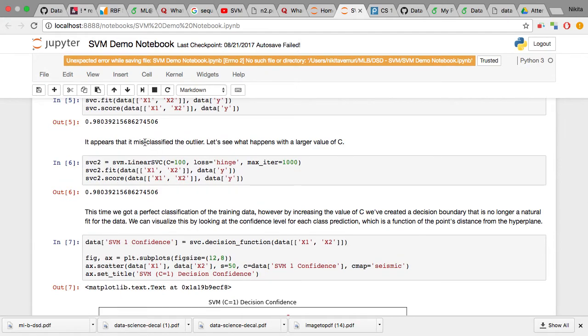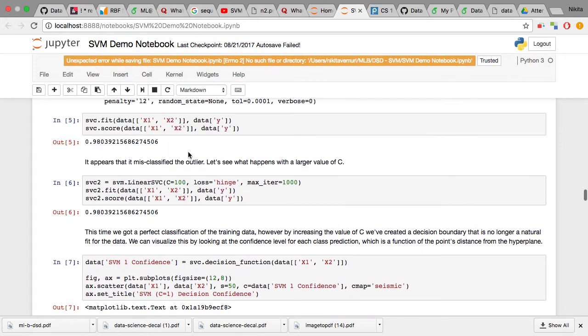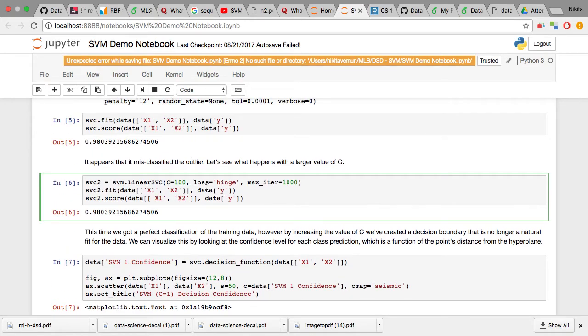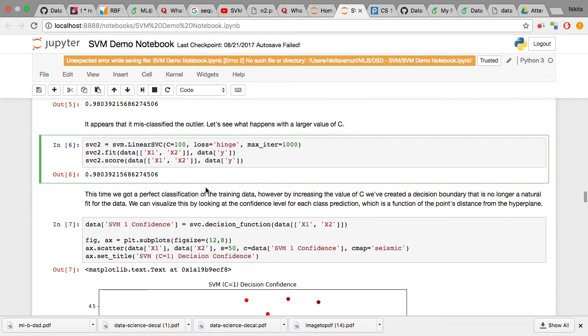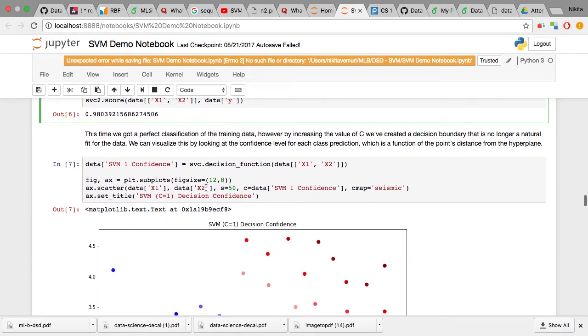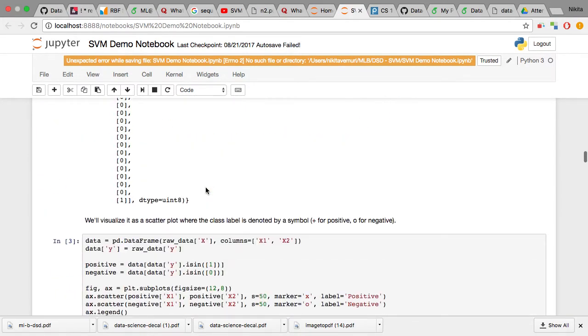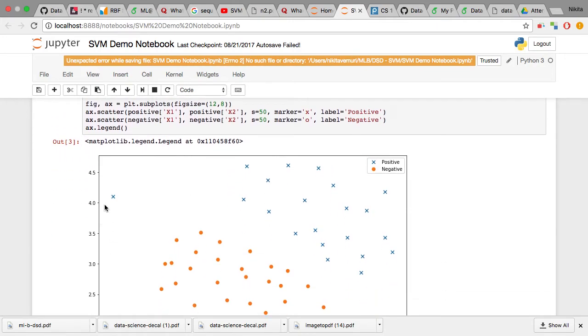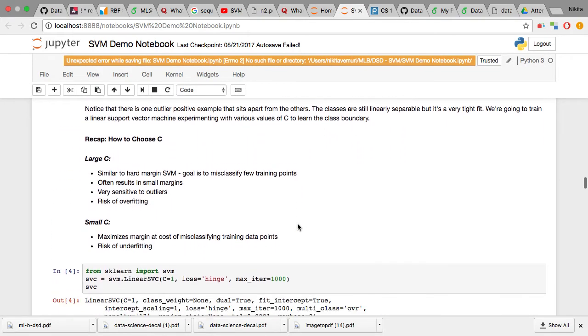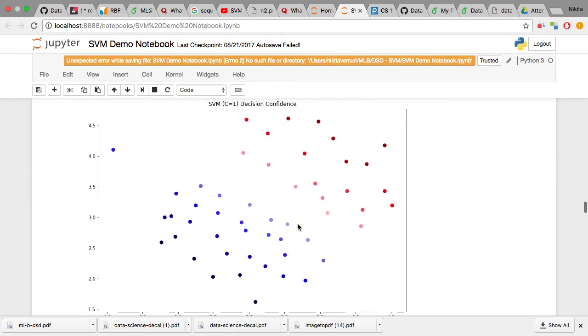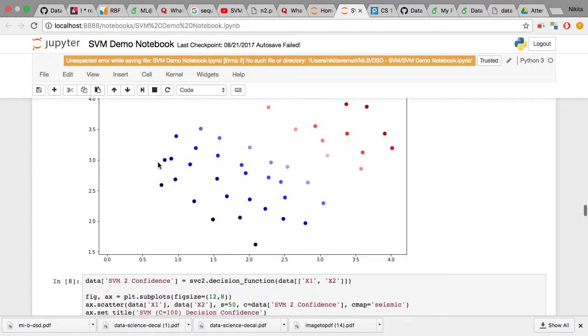Okay, so it misclassified the outlier, and if we make C much larger, we're basically trying to make it classified correctly. Up above we see that this one is supposed to belong to this class up here, right? So when C is equal to 1, it misclassified it and made it the blue class, because we basically gave it freedom to misclassify things.